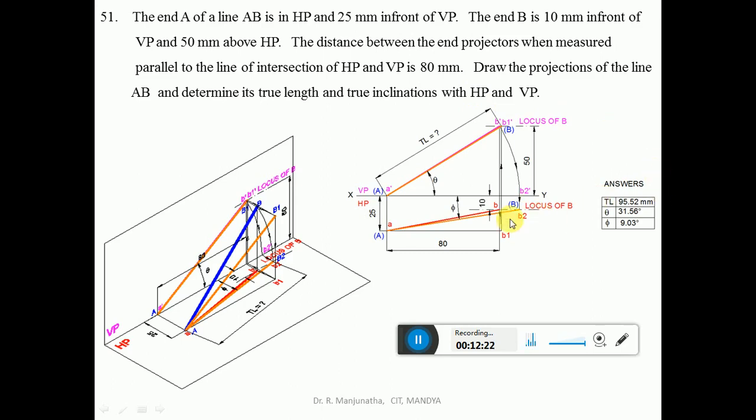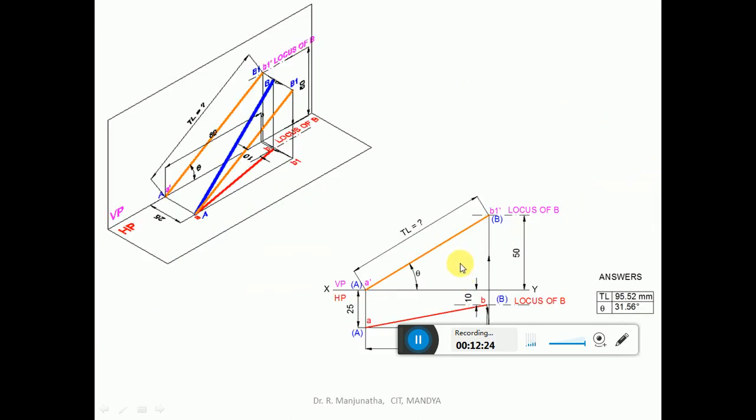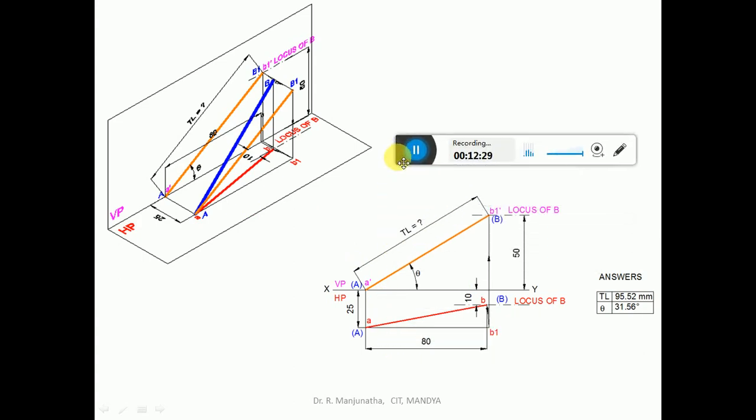Now we are going to analyze it step by step. So here in the step by step, first we consider the line is on HP and in front of VP by 25 mm, and then the point B is above HP by 50 mm and in front of VP by 10 mm, and the distance between the end projectors is 80 mm. So when you draw this, it will cut the point at B in both the top view and the front view.